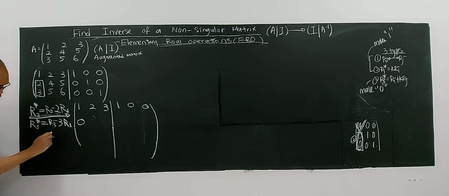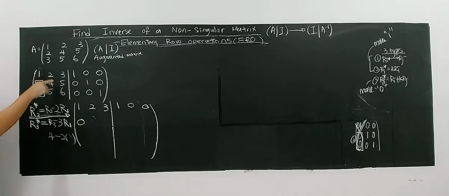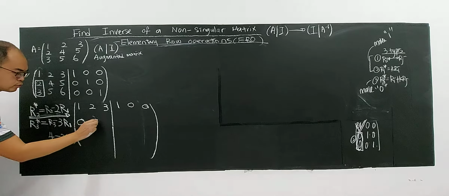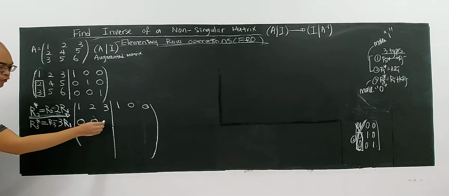So I have to put 4 minus 2 times 4 from the row 2 minus 2 times from the row 1, 2. Oh, you are getting 0 also, right? You are getting 0 here also. Okay, done. So now go for this.